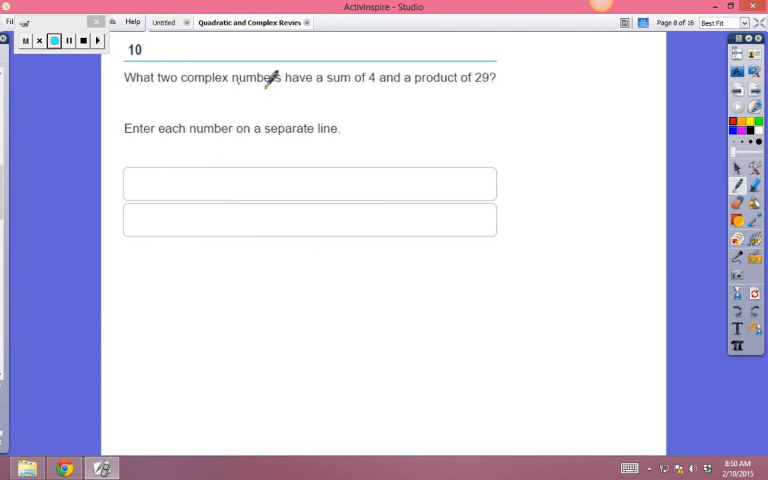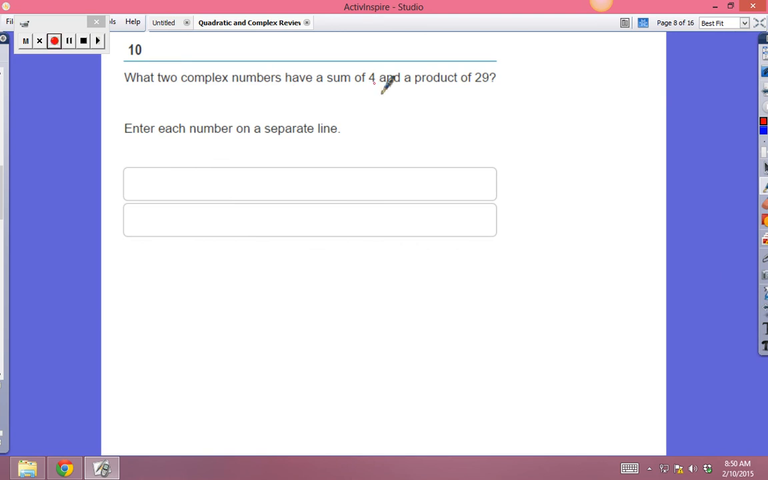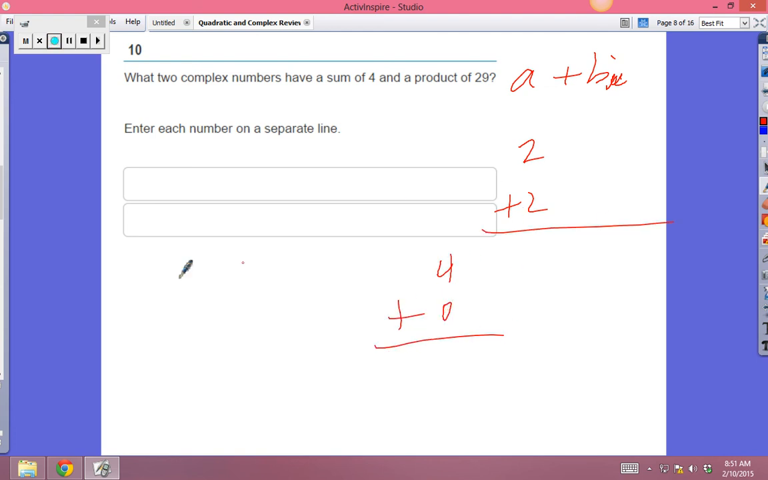So what two complex numbers will add and give you 4 and multiply and give you 29? So complex needs to have a real part and an imaginary part. So if they add and give you 4, you know the real part could be like a 2 plus a 2, or a 4 plus a 0, or a 3 plus a 1. You kind of only got 3 options. But your imaginary part could be anything, like plus 10 imaginaries, minus 10 imaginaries.